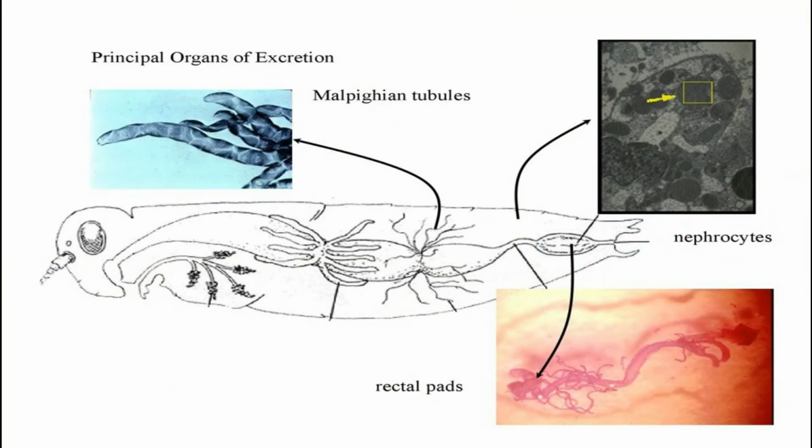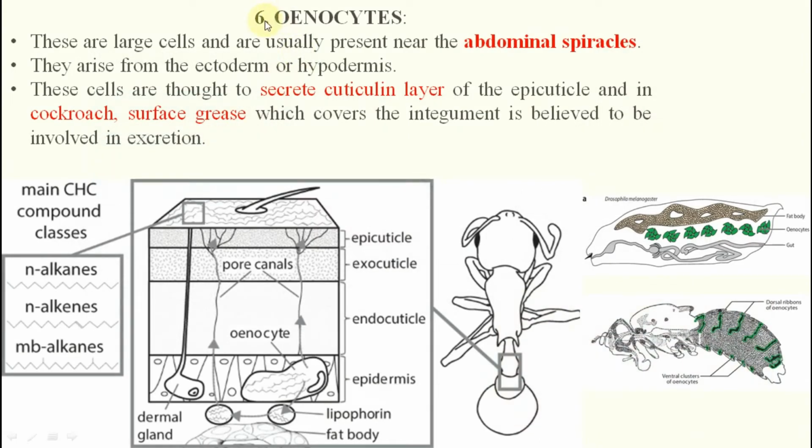Okay. So now you see, just picture are there. Here this particular nephrocyte will be there, pericardial sinus. This is the picture, and here rectal pads will be there, and these are the Malpighian tubules. Then oenocytes. Okay, what is that? These are the large cells and are usually present near the abdominal spiracle. You can see abdominal spiracle. These are the dorsal ribbon of oenocytes.